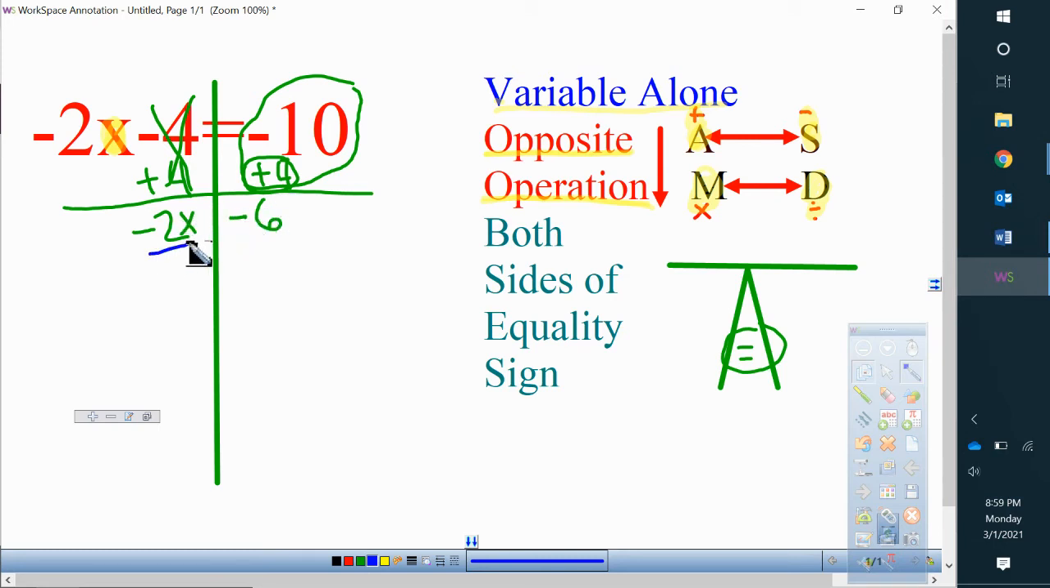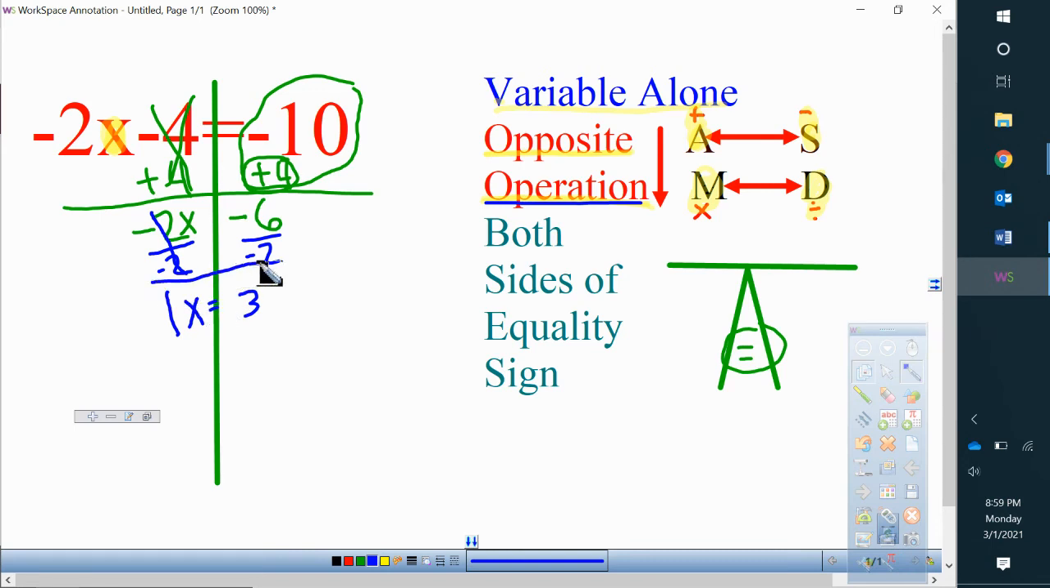Well, I want to do the opposite of multiply, and I'm always going to divide by the number next to the variable. So if the number next to the variable is a negative 2, I'm going to divide by a negative 2. Because remember, I'm doing the opposite operation, not the opposite sign. So the opposite of times negative 2 is divide negative 2. A negative 2 divided by a negative 2 is a positive 1. And I have 1x. And 6 divided by 2 is 3.